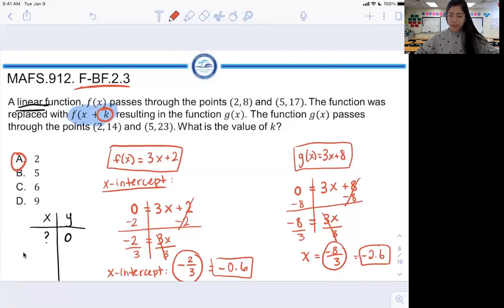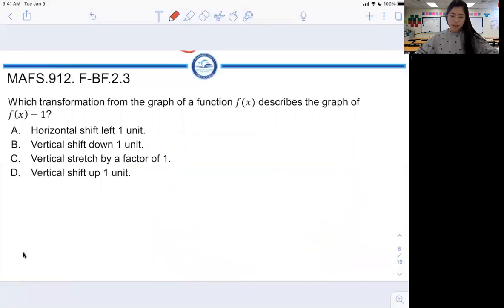All right, next. Okay, this one's easy. This is a nice little break. Which transformation describes the graph of f of x minus 1, with negative 1 outside the parentheses?